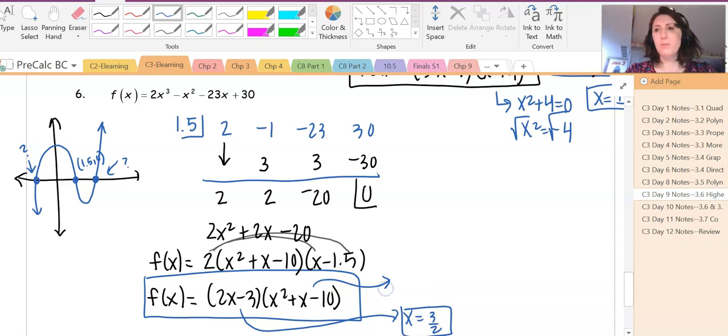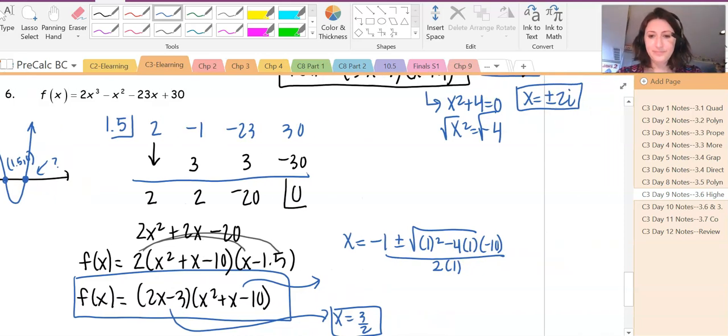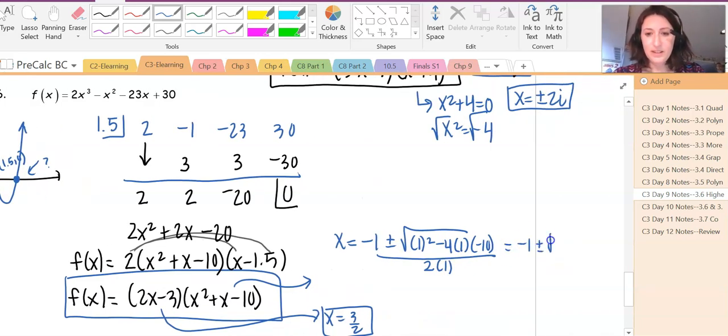But what about this guy here? What are you going to do with that? How are you going to solve that? We are going to use good old quadratic formula. All right, so x equals opposite b plus or minus square root of b squared, so that's a 1 squared, minus 4. My a value is 1, my c value is negative 10, all over 2 times my a value is 1. That's a 1 plus 40, which is a 41 over 2. And you can leave it as exact. I'd actually prefer that.